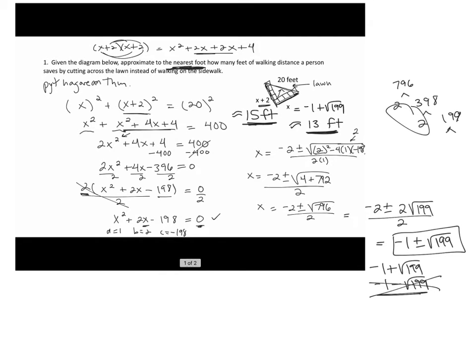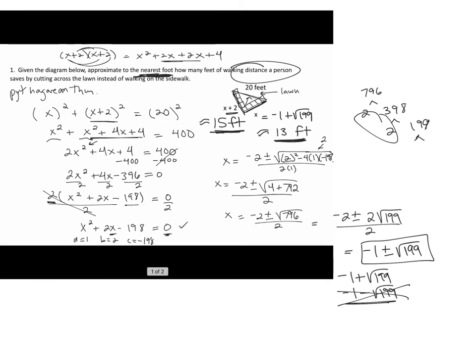And so how much distance are we saving? That's the question. How much distance are we saving? So if we were to walk the sidewalk, we'd be walking x, which is 13, plus x plus 2, which is 15. So that's a total of 28 feet.